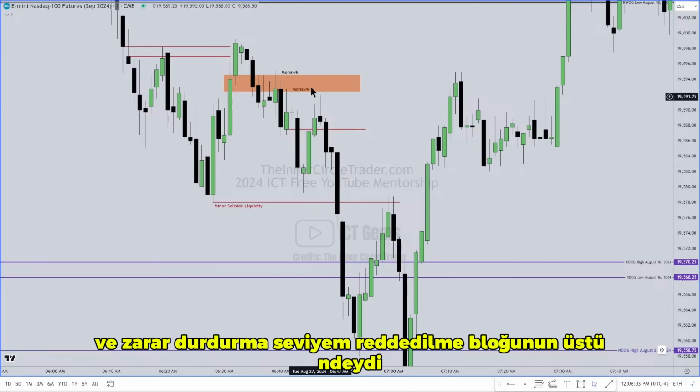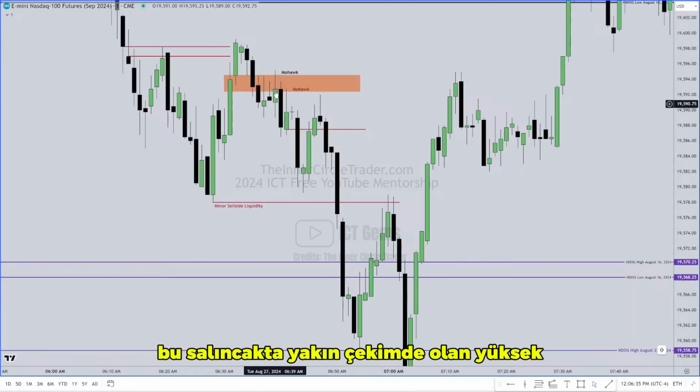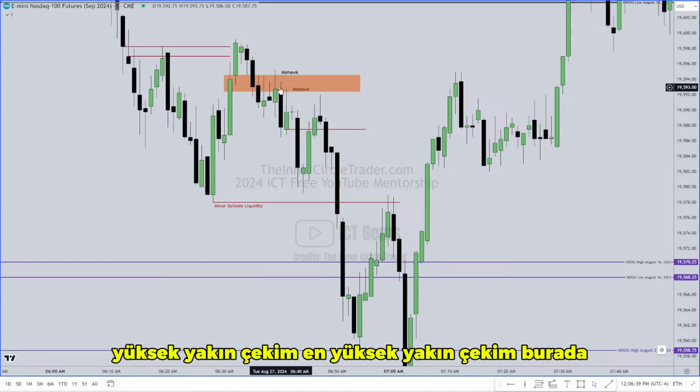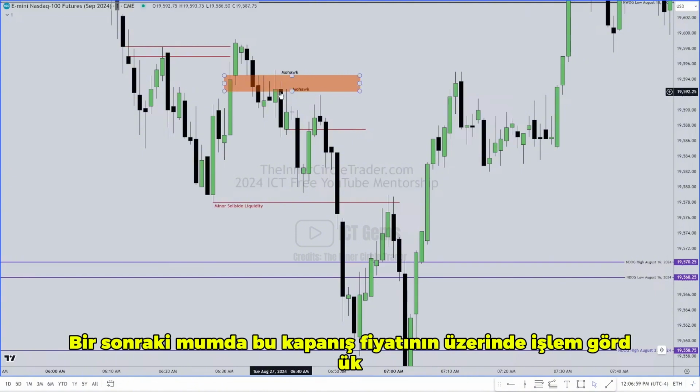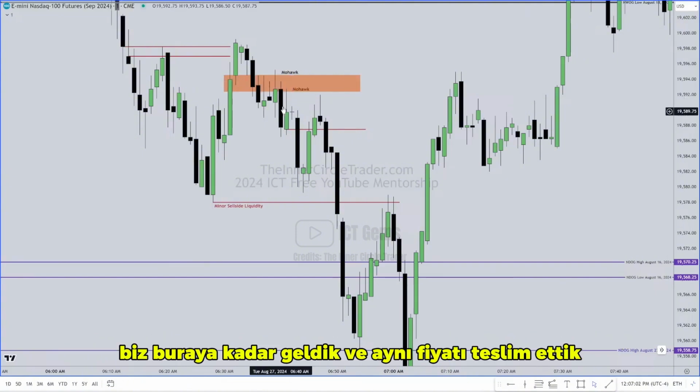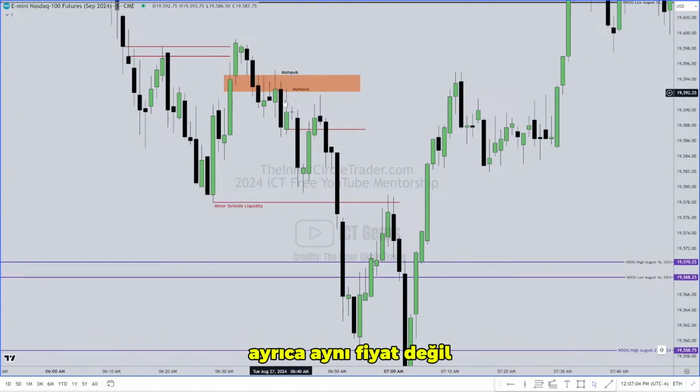And my stop loss was above the rejection block, which is the up close in this swing here. We have a high, a higher high, a lower high. The up close, the highest up close in there. So I've used the rejection block because it's already worked it here. We traded above that closing price on the next candle. Then it rejected it. We went right up to it here and delivered the same price. It looks like the same price, doesn't it?